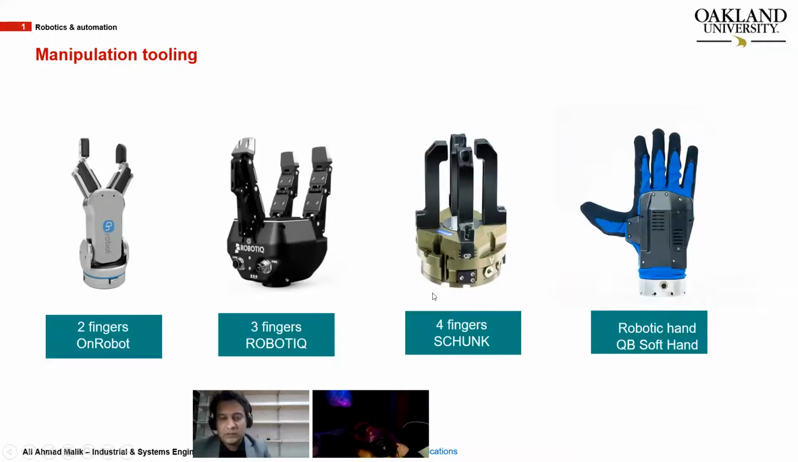Okay, we have gone through these basic types of grippers, and we have seen how these different types of gripper work, and what different mechanisms are employed in them. If we talk about manipulating grippers with different numbers of fingers, they can be further classified into 2 finger gripper, 3 finger gripper, 4 finger gripper, or a robotic hand, which is very similar to a human hand.